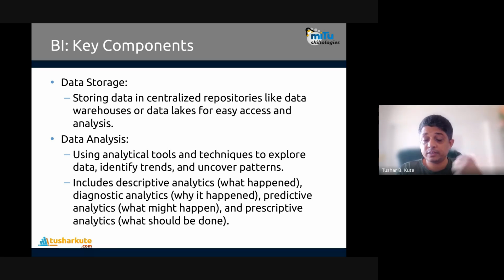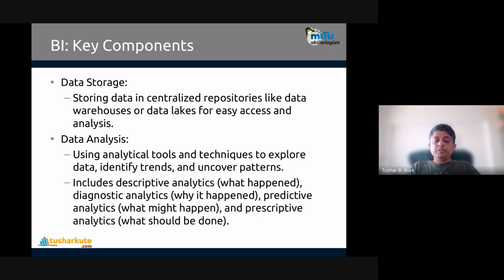Next, data analysis. Yes, the brain of this process is data analysis, using different kinds of analytical tools and techniques to explore the data, identify trends, and uncover patterns. What is the primary aim of BI tools? To identify the trends, the patterns, the rules present in the data. Explore it. Once they are identified, we can use that data to take further action. This will include four kinds of analytical methods. We have this description also written in the analysis part of BI.